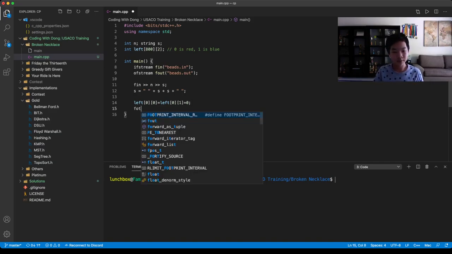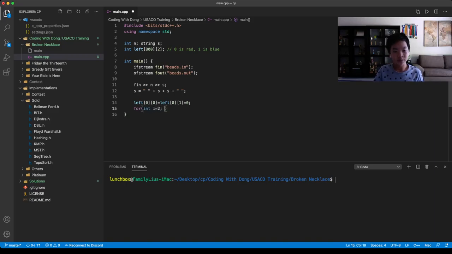So now we loop through for I equals 1 to n plus n, which is the end of this, and then you increment your I. So you have a few cases. So if S of I is R, then your current one would be equal to the previous one plus 1. So your left of I of 0 would be equal to left of I minus 1 of 0 plus 1. And then your blue would reset because it's a different color. So then your left of I of 1 would be equal to 0.